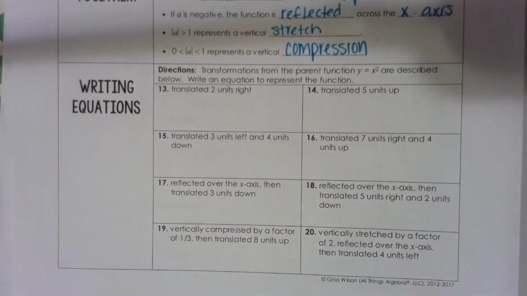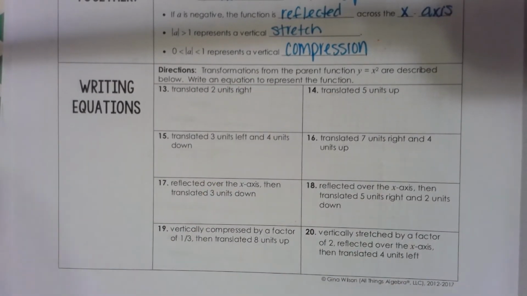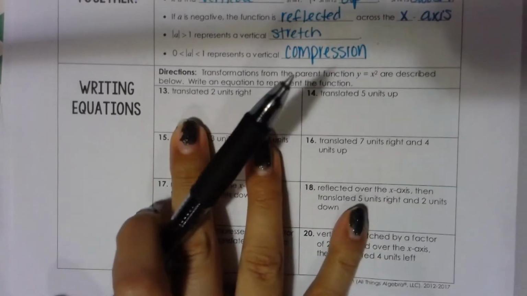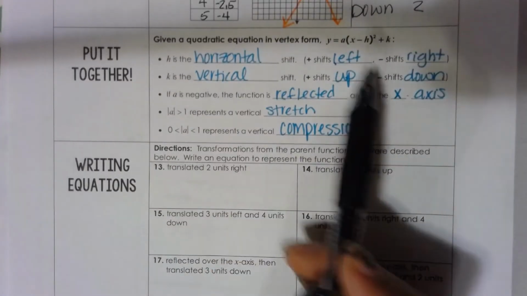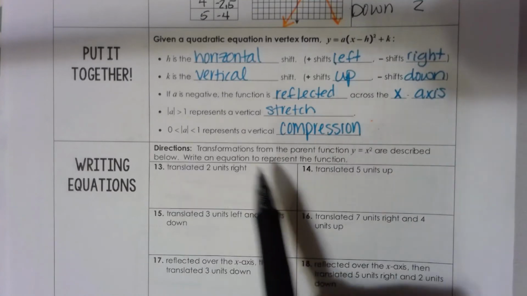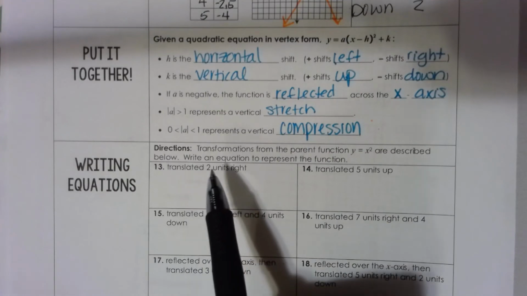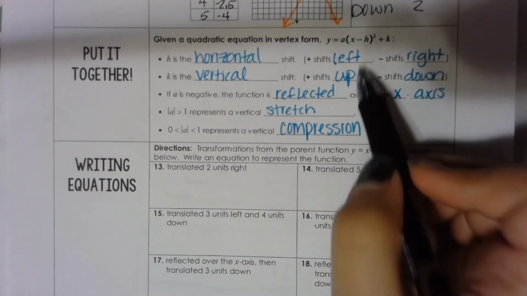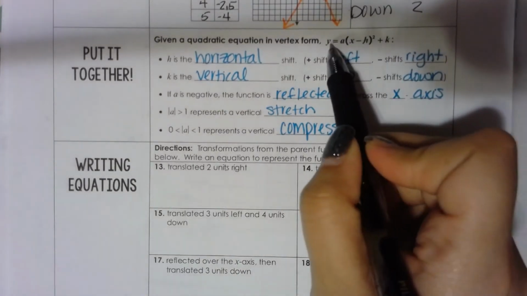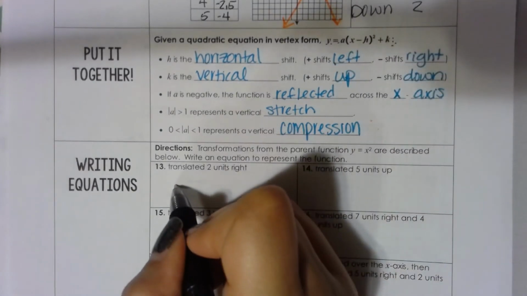So using this right here, transformations from the parent function y equals x squared are described below. Write an equation to represent the function. Alright, so if we're translated 2 units to the right, that means we are going to have a number in here, and everything else is, this is 1 and this is 0. So we would have y equals, well, if we're going 2 units to the right, then we need a subtraction inside of here. So that would just be x minus 2 squared.